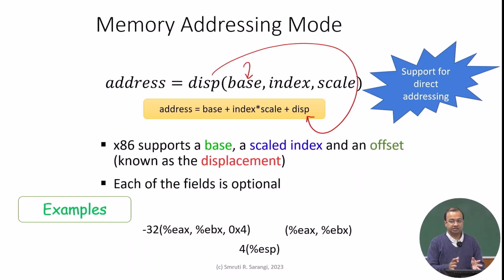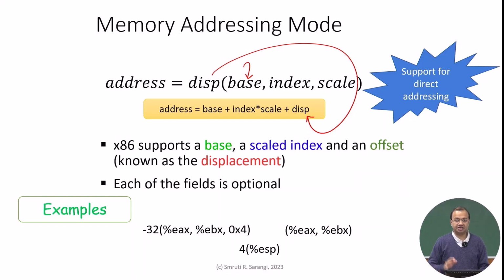So not all of these fields are compulsory. In fact, it is possible to just specify the displacement. In that case, it will become like an absolute address. So that is possible. So as I said, not everything has to be specified. So let us look at a few examples.